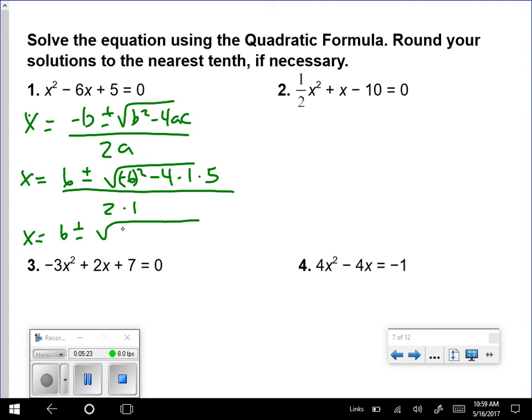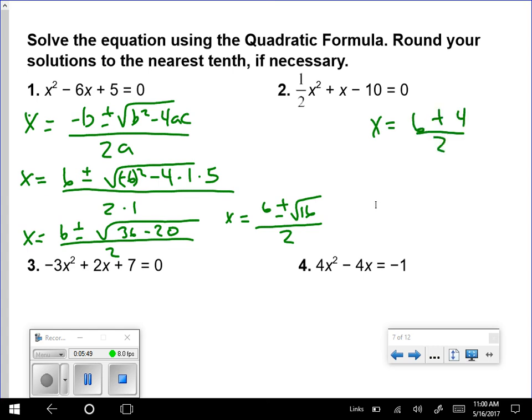So we'd have the square root of 36 minus 20 over 2. So we have x equals 6 plus or minus the square root of 16 over 2. Again, now we have two options, so I'm going to break it out. x is going to equal 6 plus 4 over 2, and x is going to equal 6 minus 4 over 2. So 10 over 2 gives us 5, and 2 over 2 gives us 1. Perfect.